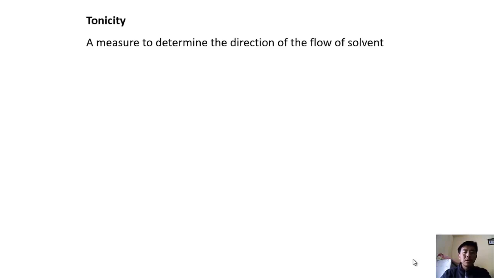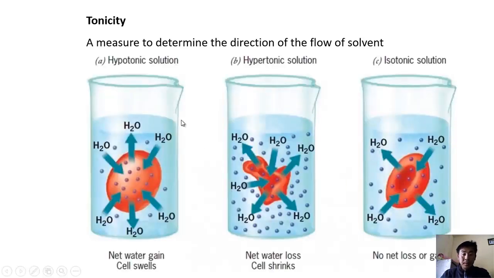So today let's talk about tonicity. Firstly, let's define tonicity. It's a measure to determine the direction of the flow of solvent. To better understand this definition, let's go to this diagram.